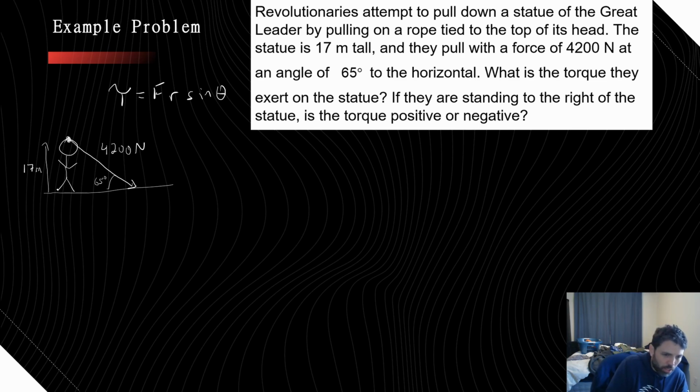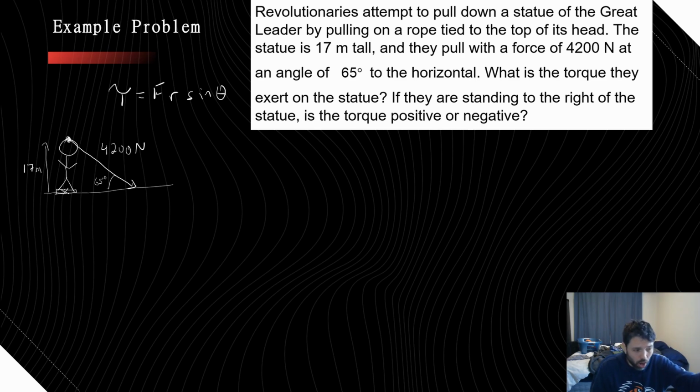Again, it might have a base where it's connected to the ground. If you pull on the statue from the top of its head to topple it over, we're going to assume that the hinge, the pivot point for the statue, is this base down here. So the pivot point is the feet of the statue, where it touches the ground. The spot where the force is applied is the top of the head, where the rope is.